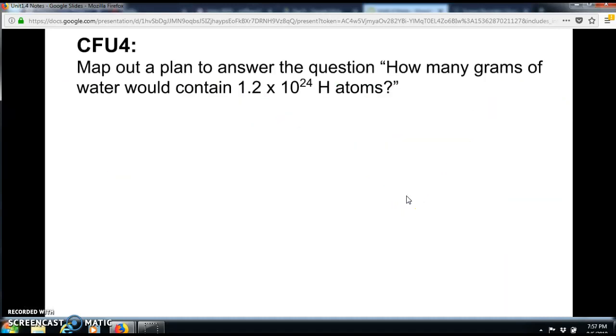All right, we're going to try the CFU. You're going to map out a plan to answer the question, how many grams of water would contain 1.2 times 10 to the 24 hydrogen atoms? It may be helpful to have the mole map. When you are ready, press play and the answer will be revealed.